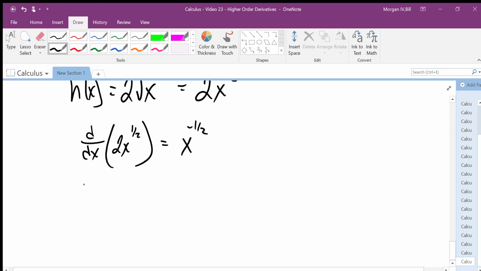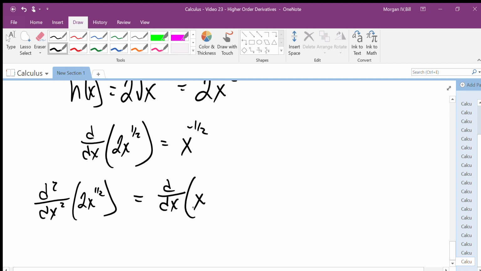The second derivative, so this would be the second derivative of 2x to the 1/2. That's the same thing as the derivative of x to the negative 1/2. And so the second derivative of the original function is the same thing as the derivative of the derivative, which is negative 1/2 x to the, what is negative 1/2 minus 1 would be negative 3/2.